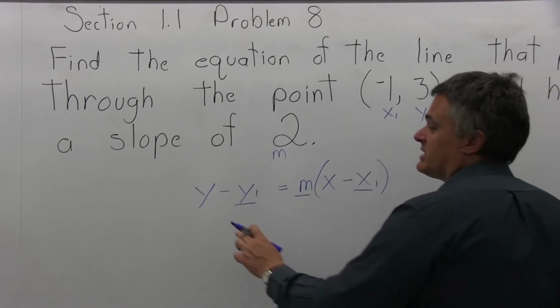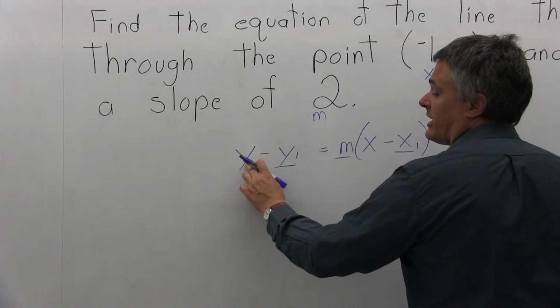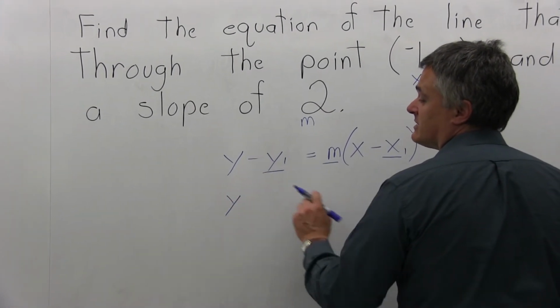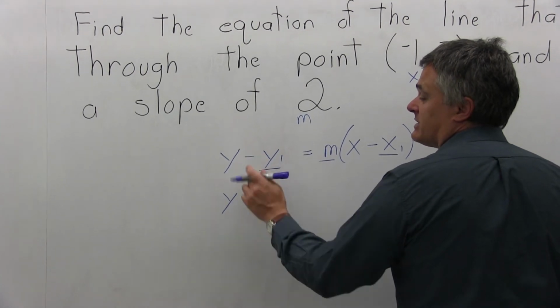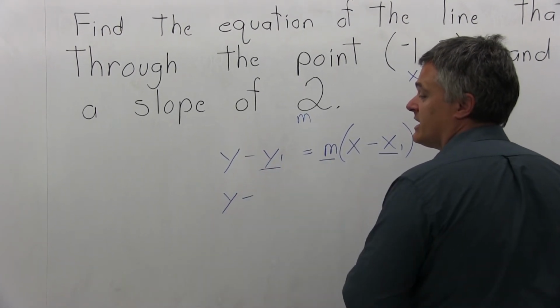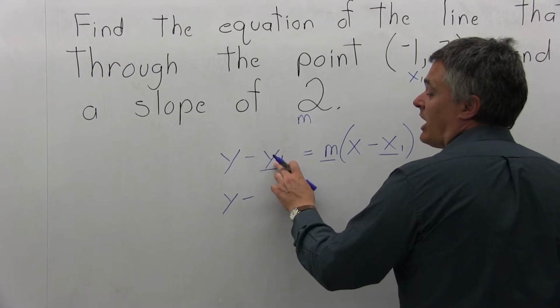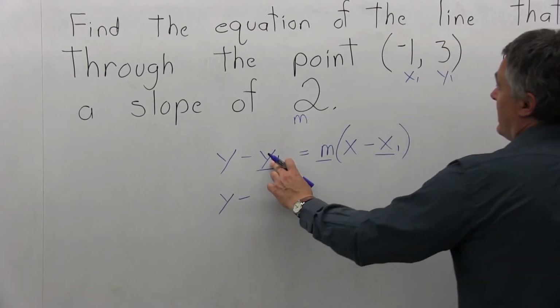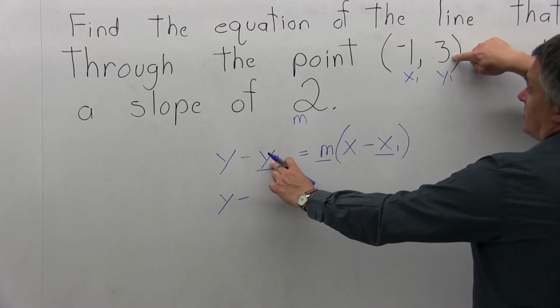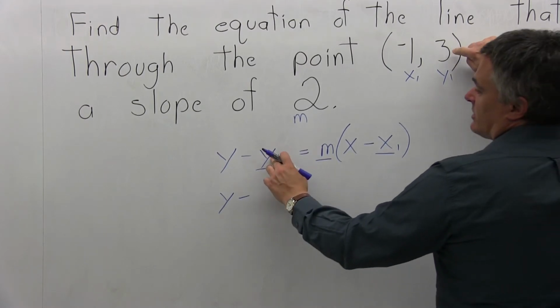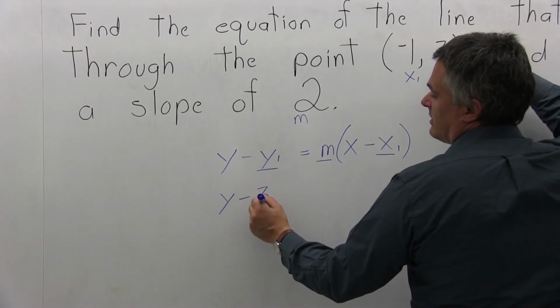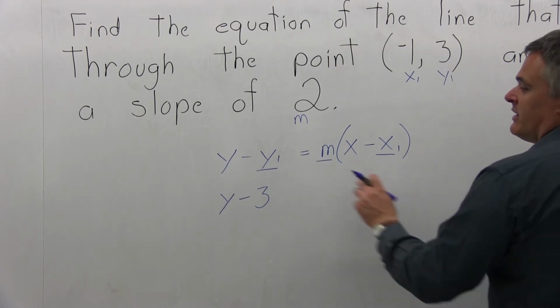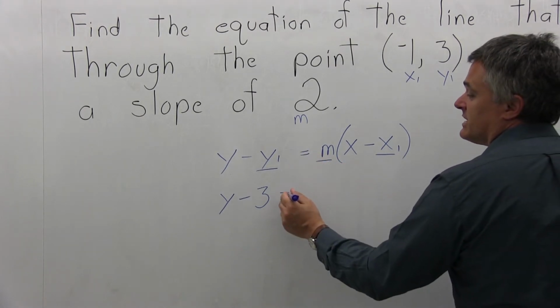So as we start, the first piece, y, does not have an underline, so it stays. The next part is this minus. It does not have an underline. It will stay. The next piece, y1, is underlined. And we had labeled the 3 from the given point as y1. So that 3 goes there for y1. The next piece, the equals, will stay.